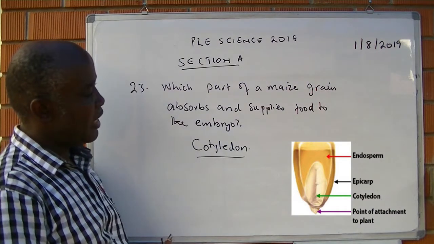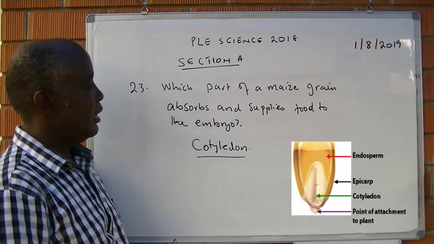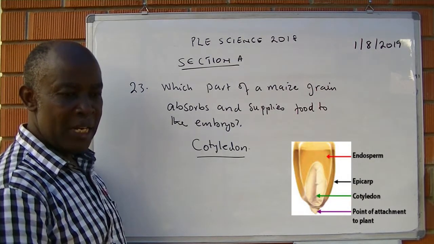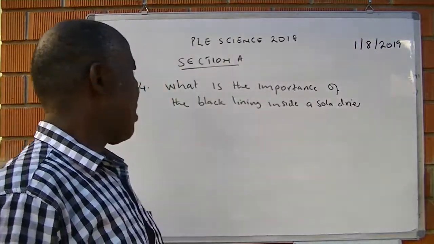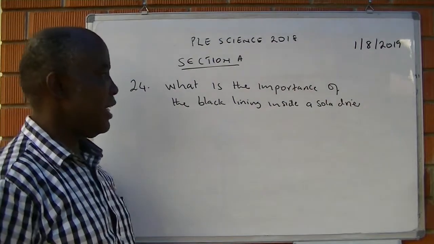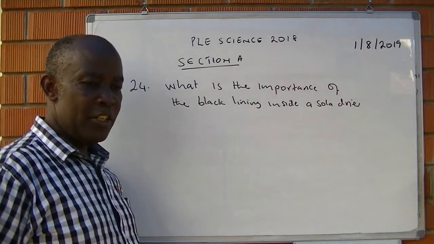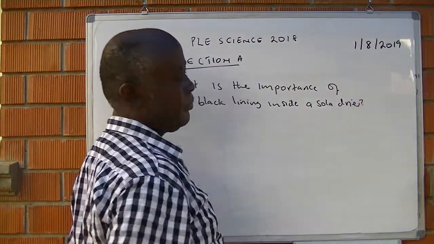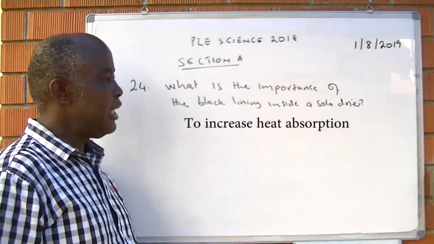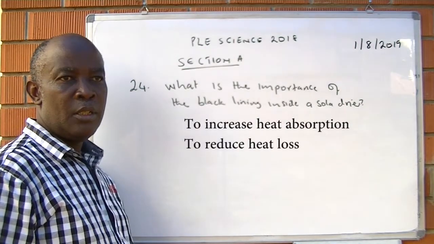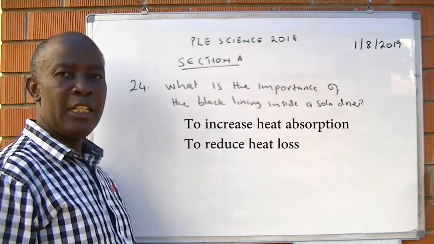The food is stored in the endosperm. It is absorbed and supplied to the embryo by the cotyledon. Number 24, what is the importance of black lining inside a solar dryer? To increase heat absorption, to reduce heat loss.